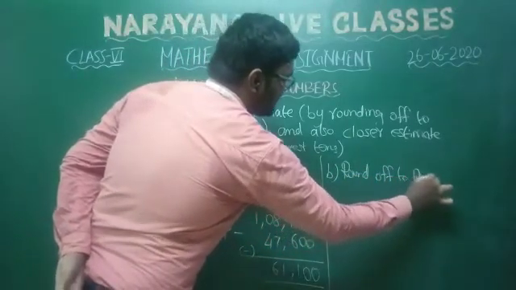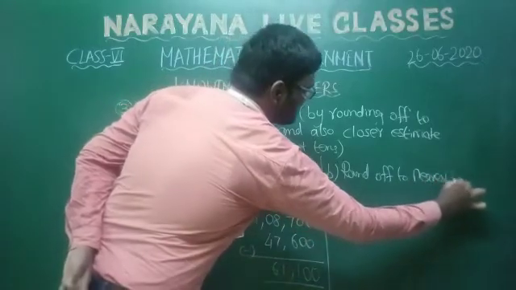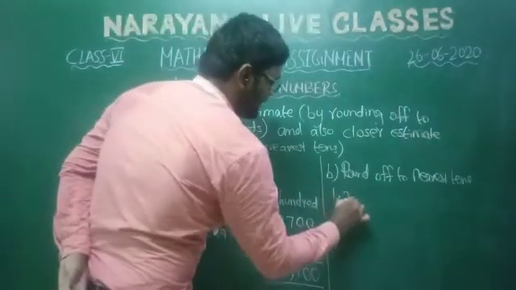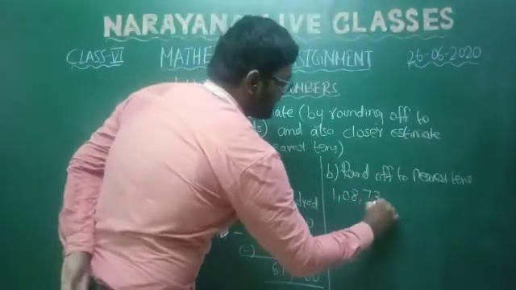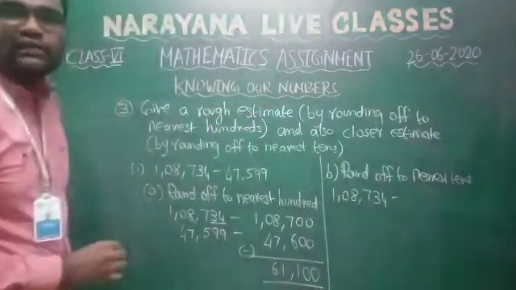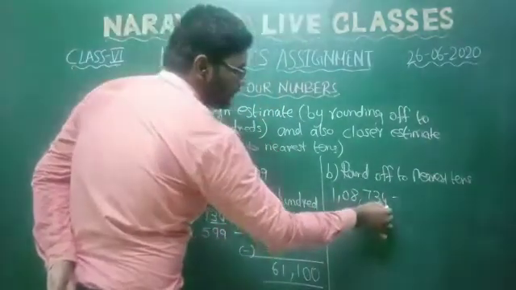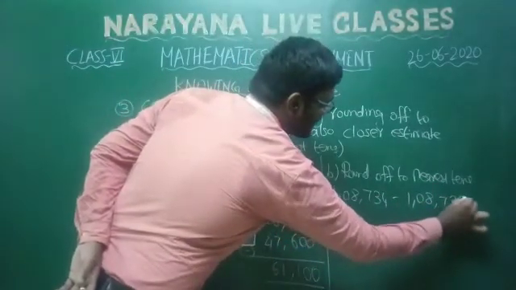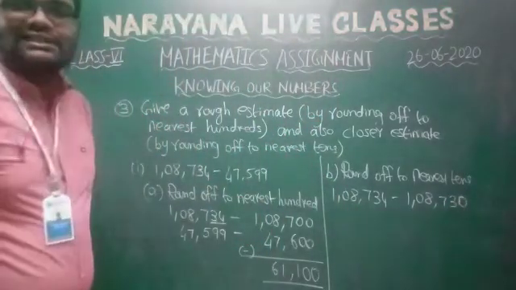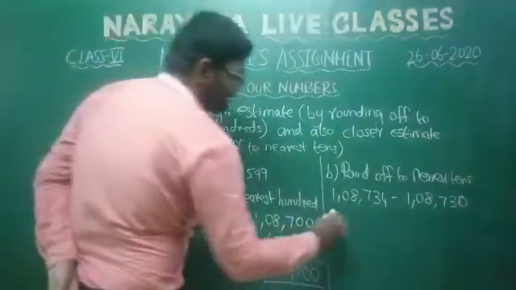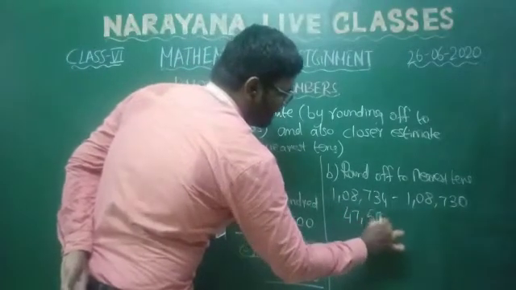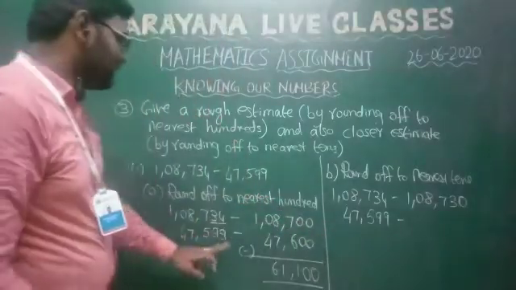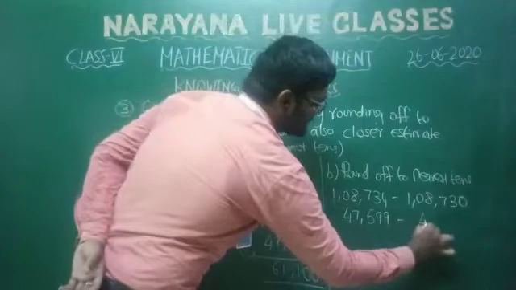Similarly, the same we have to round off to the nearest tens. The same value, you are going to round off to the nearest 10. 1,08,734. Rounding off to the nearest 10, what will you get? In the ones place it is 4, which is less than 5, so it will become 1,08,730. Then 47,599. If you round off this 9, it will become 10, again it will add up, and it will become 47,600.